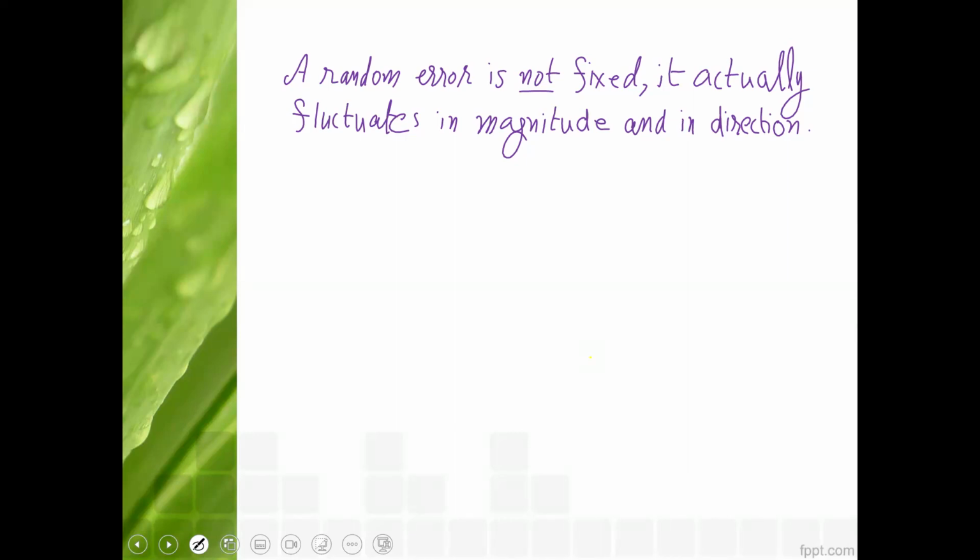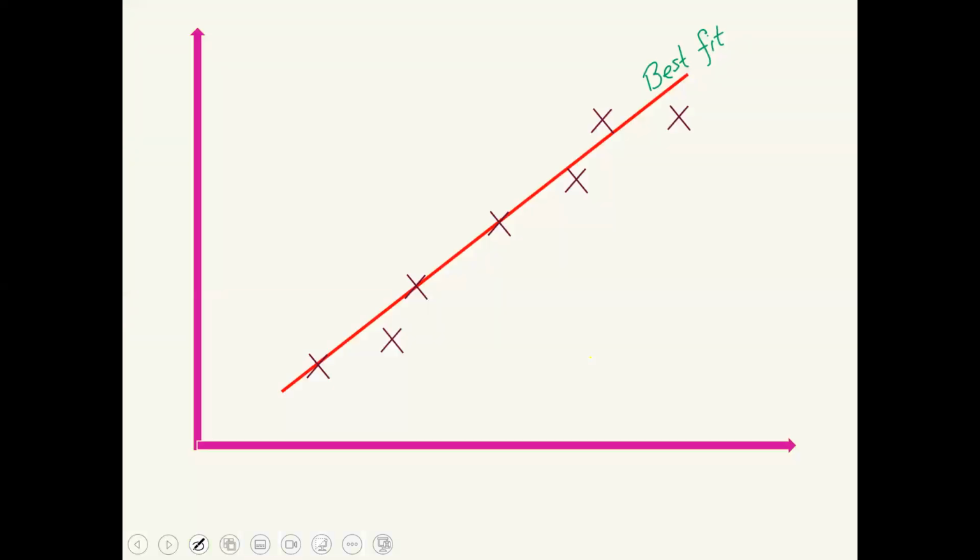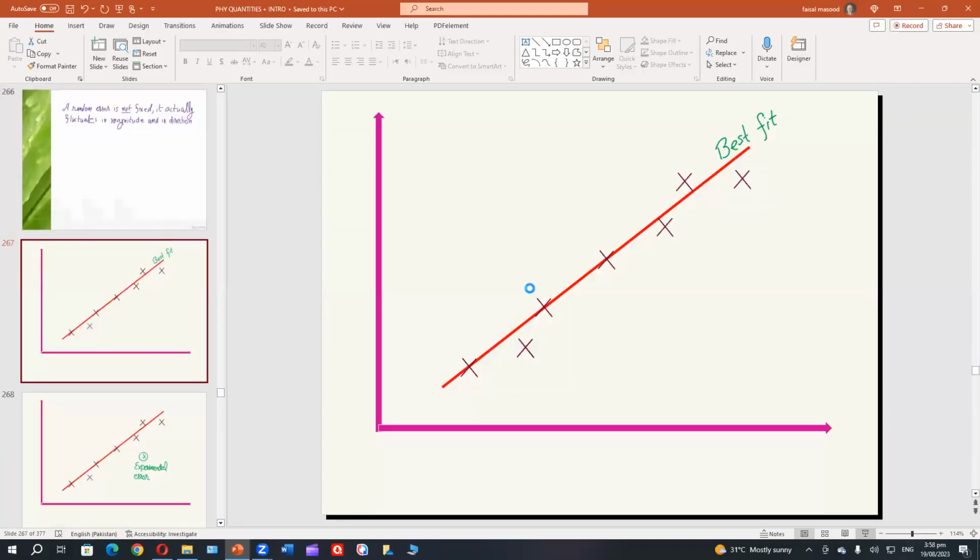Now, it means that it is not a fixed error. It is fluctuating in number and also in direction. Now, this is the way. Graphically, it appears like a scatter on the line. The points are scattered. This is the best fit line. So the scatterness shows the randomness. You have to now copy this screen.